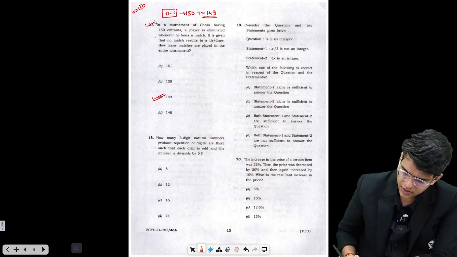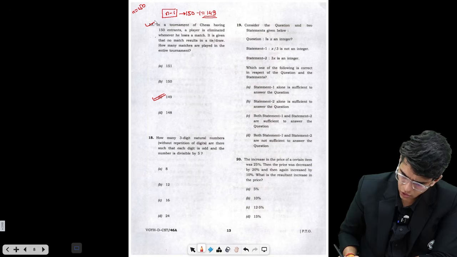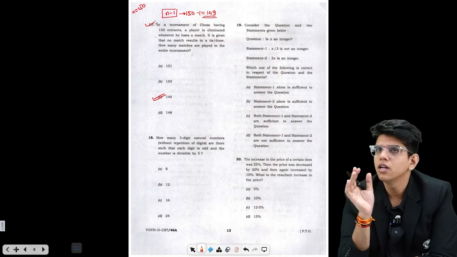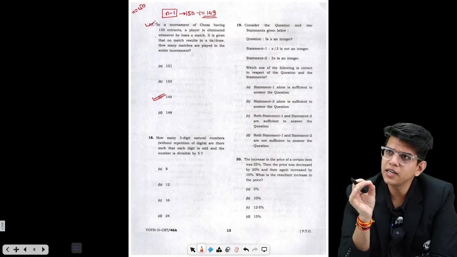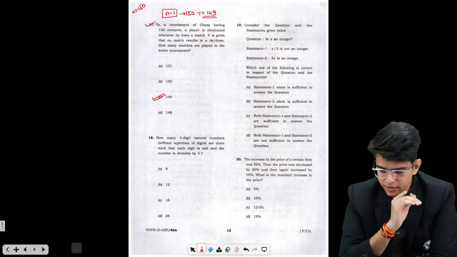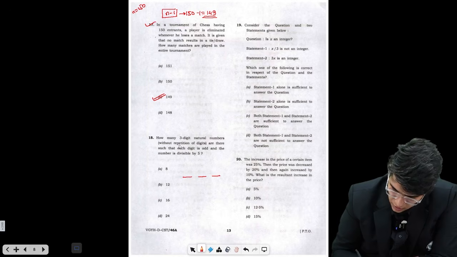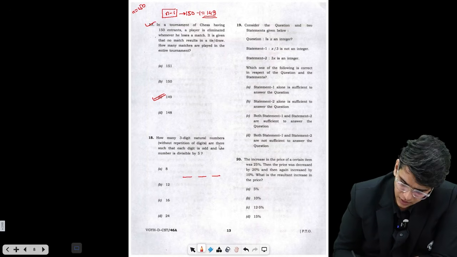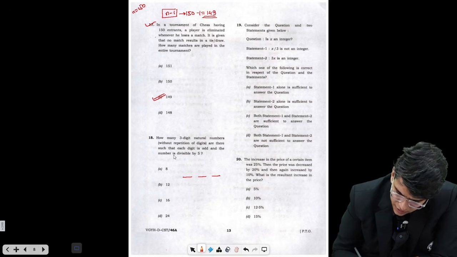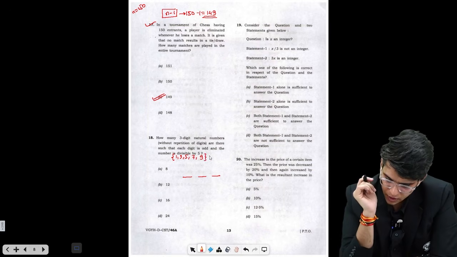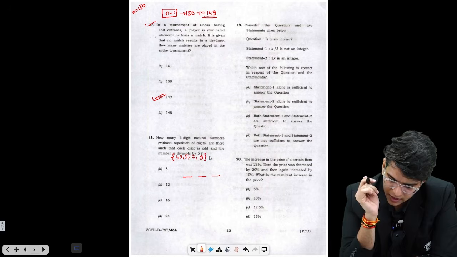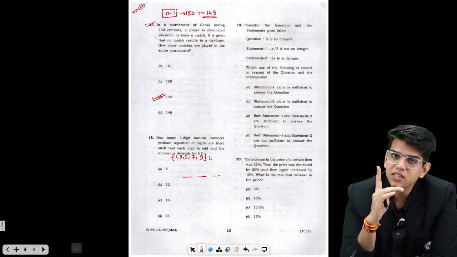How many 3-digit natural numbers without repetition of digits are there such that each digit is odd and the number is divisible by 5? Now this is a permutation and combination question, but it is a very easy question if you know how to calculate this. First of all, we need to find a 3-digit number without repetition of digits, such that each digit is odd. Odd digits are 1, 3, 5, 7 and 9.